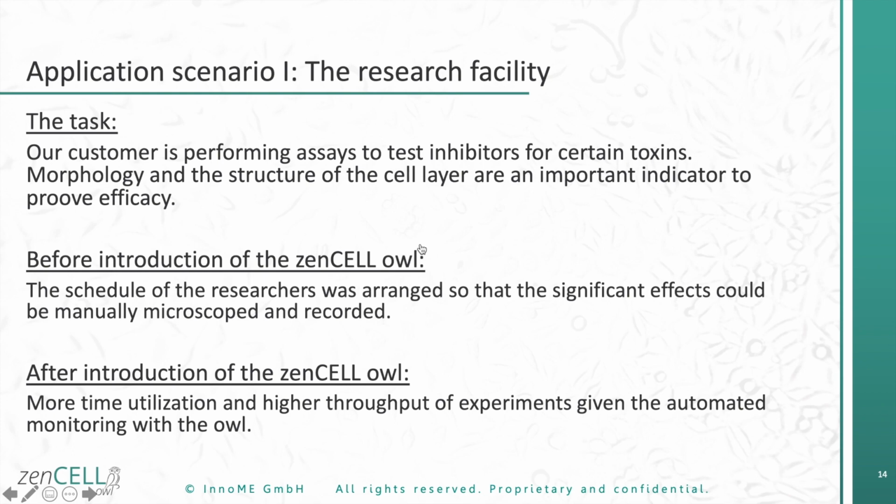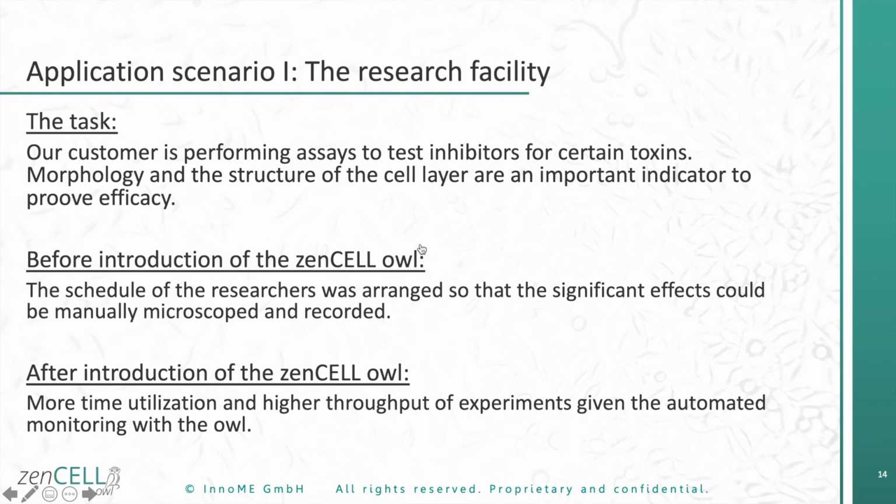The team, before they introduced the zenCELL, was faced with a problem. A typical experiment run would take between 12 and 18 hours. And there was a certain time frame where they had to record the proper pictures with the microscope to show the significant effects that they wanted to prove. So all their schedule revolved around these experiments, and this had the result that people had to come in on the weekend or at night to take pictures, or that even experiments had to be postponed to another week.